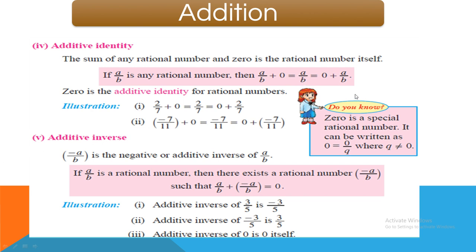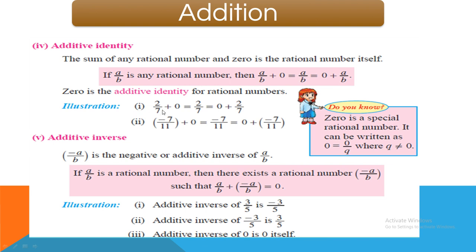Or if you change the order of addition, the result will be same because there is commutative property. So this 0 number is called additive identity. Means there exists a number 0. 0 is a special rational number. So do you know? Look here. 0 is a special rational number. It can be written as 0 upon q, where q is non-zero. Remember, q is non-zero. Clear?